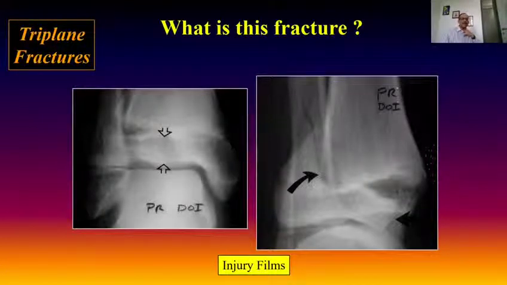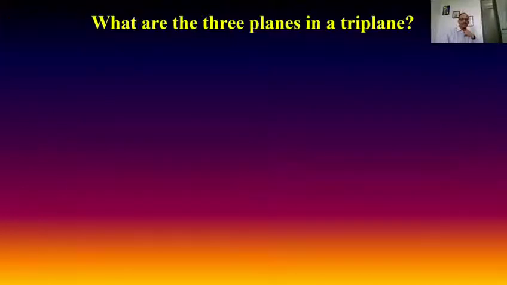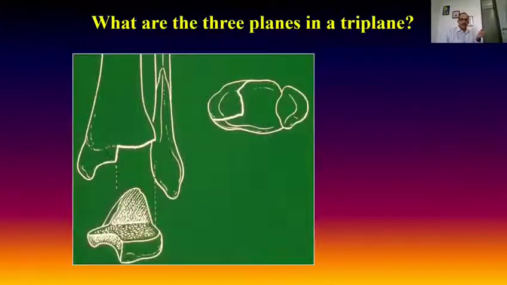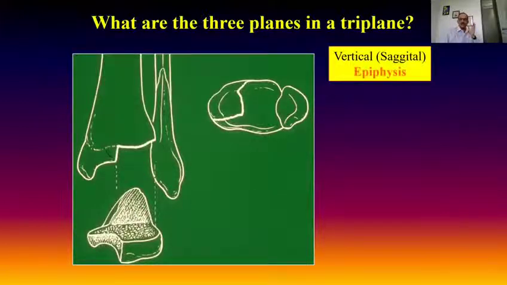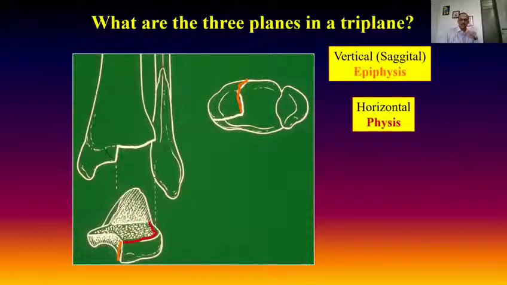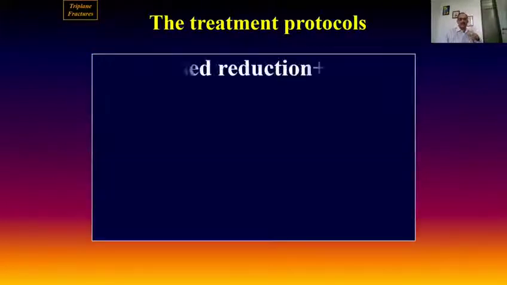Okay, so triplane fractures are special fractures. What are the three planes in a triplane fracture? You have a sagittal fracture going through the epiphysis, then a horizontal fracture going through the physeal plate, and a vertical metaphyseal fracture going into the distal tibia. So there is a sagittal epiphyseal fracture, and this is how it goes. There is a horizontal physeal fracture across the physeal plate, and then there is a coronal metaphyseal fracture. So there are three different planes which are interconnected.